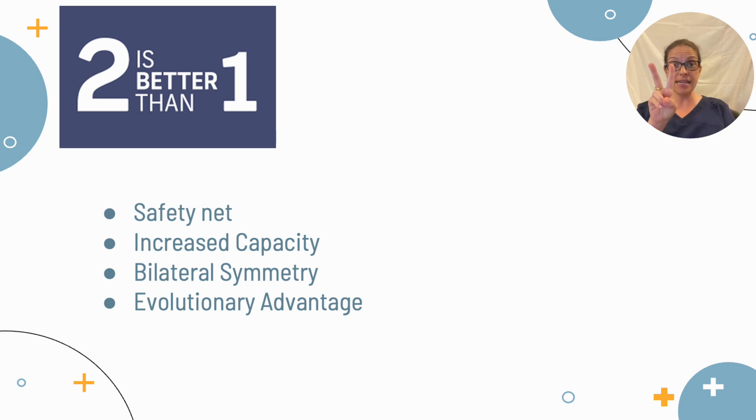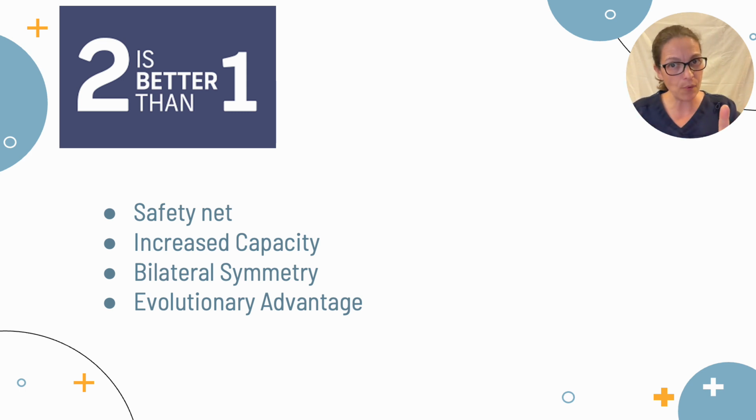You have 2 kidneys because evolutionarily, as they evolved, it was found that 2 was more advantageous because if one failed, you have a safety net, you've got a backup just in case. It also increased the capacity in filtering your blood, and we're also kind of bilateral symmetry, so divided down the middle we have 2. Again, 2 is better.